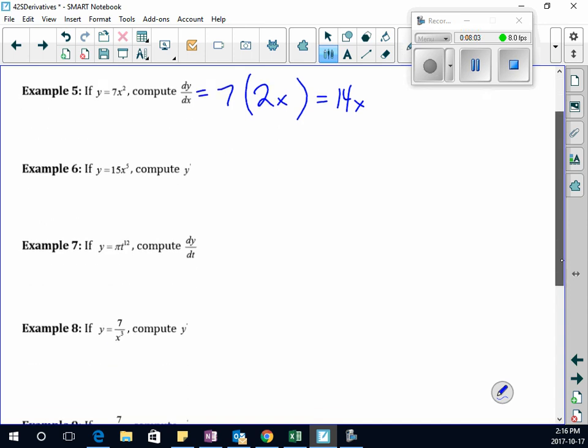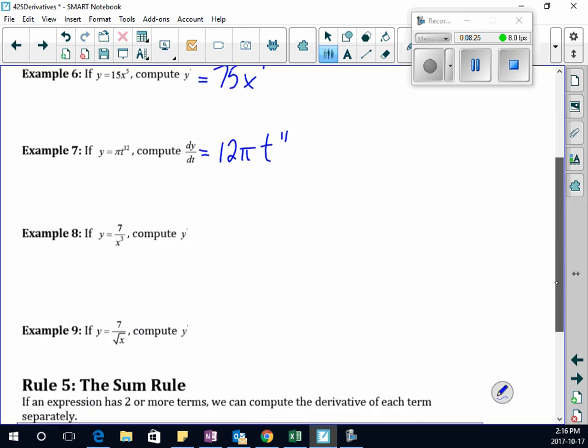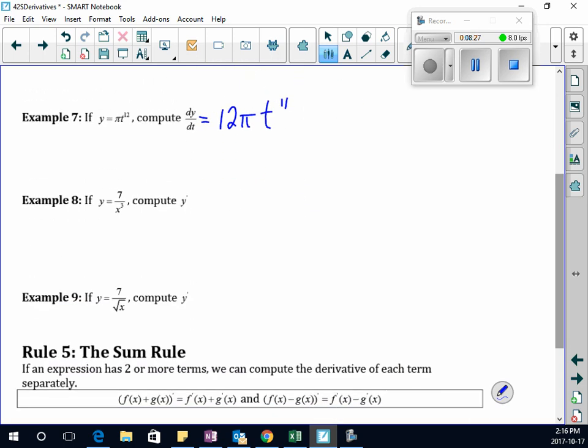All right. Next one. What would y prime be then? 75x to the power 4. Look how fast we can do that. What about this one? 12 pi t to the power 11. Very good. Okay, what are we supposed to do to this one here?